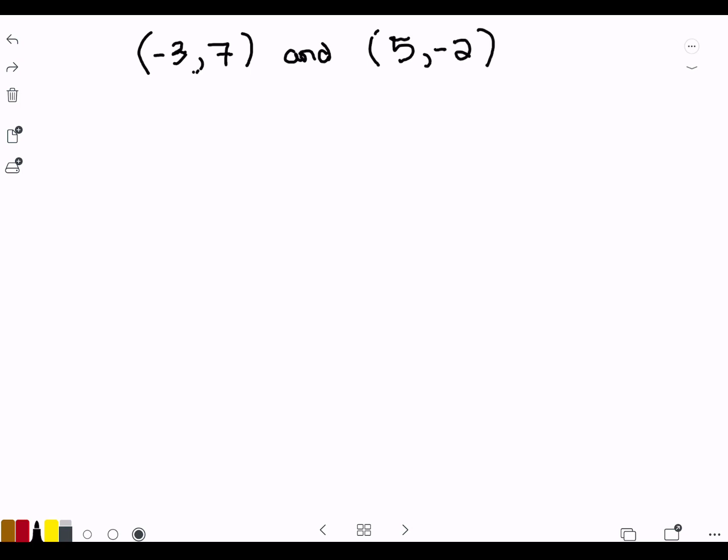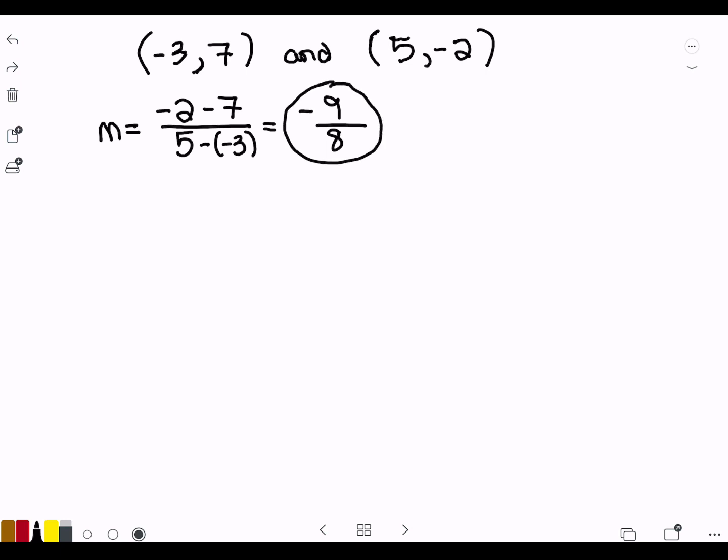So let's use (-3, 7) and (5, -2). First thing I'm going to do is use the slope formula so I can figure out what the slope is going to be. So -2 minus 7 over 5 minus -3. That's going to give you -9 over 8, because the negative comes together and makes it positive. So -9/8 is our slope.